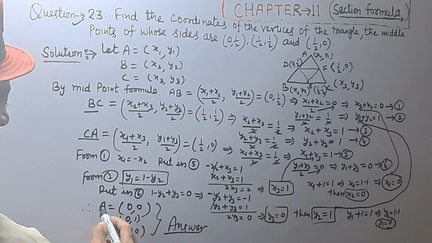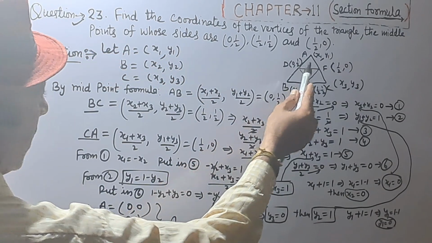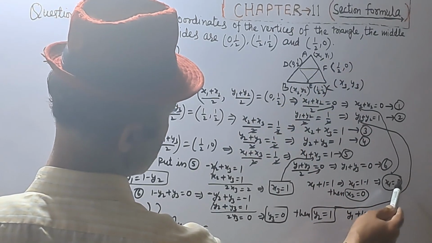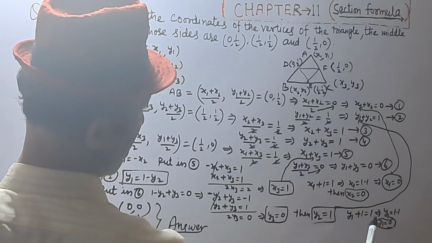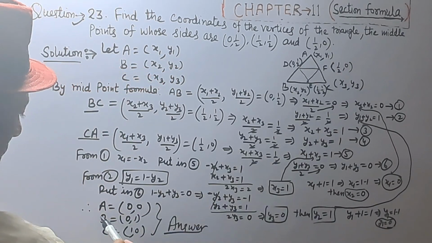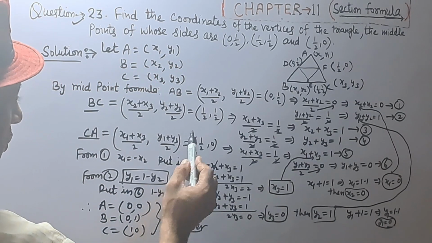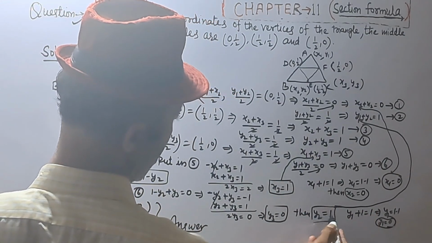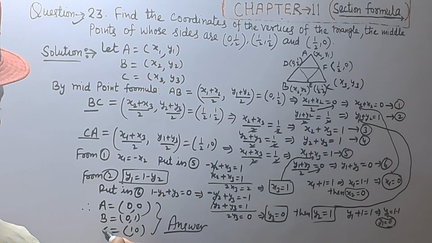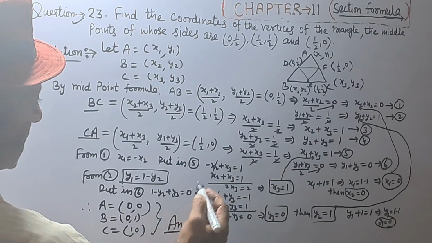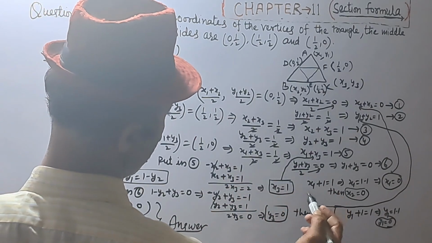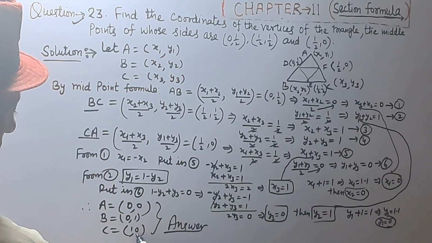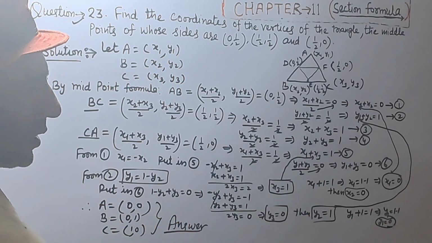So required points, A is equal to x1 y1, that is x1 0 and y1 0. Point B is equal to x2 y2, x2 is 0 and y2 is 1, 0 comma 1. And point C, that is x3 y3, x3 is equal to 1 and y3 is equal to 0. Answer. Thank you.